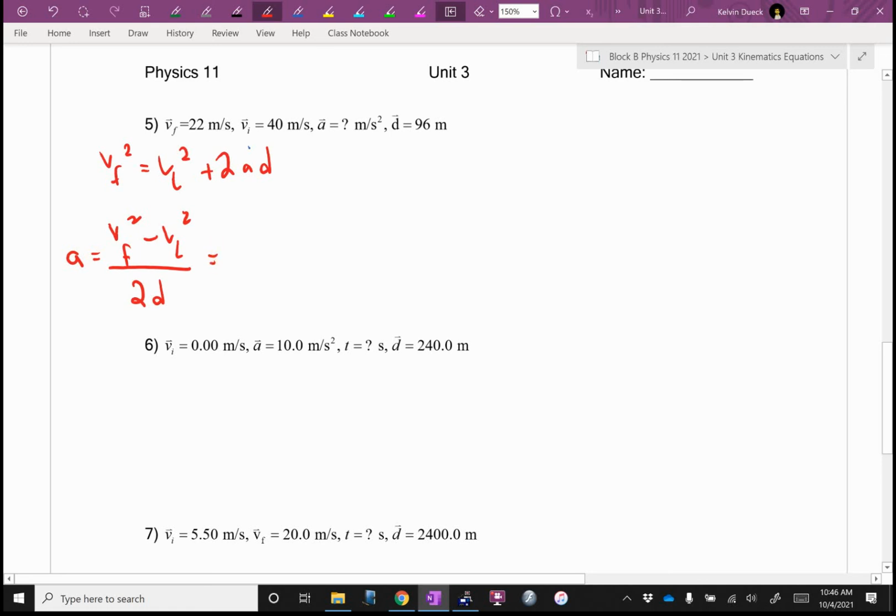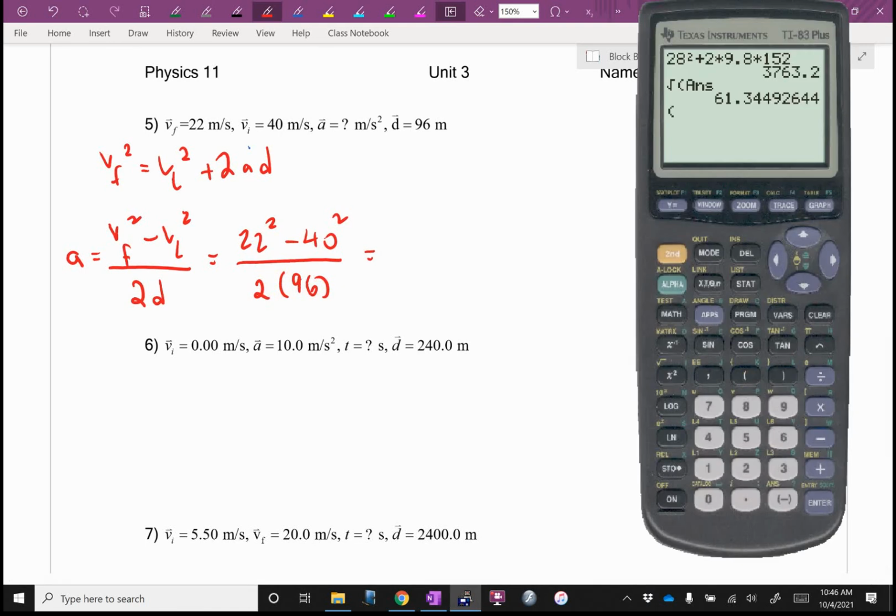It's going to be 22 squared minus 40 squared. You know what I just noticed? V final is less than V initial. I think I'm slowing down. I bet you I'm going to get a negative acceleration here. All over 2 times 96. So if I get a negative acceleration, I won't freak out. I'll relax. Brackets around the top because there's more than one thing on the top, and brackets around the bottom because there's more than one thing on the bottom. Do y'all get negative 5.81?